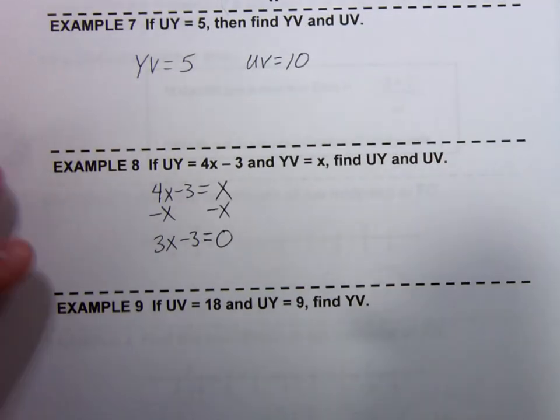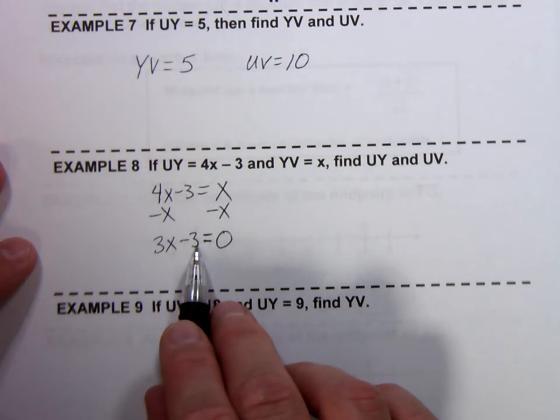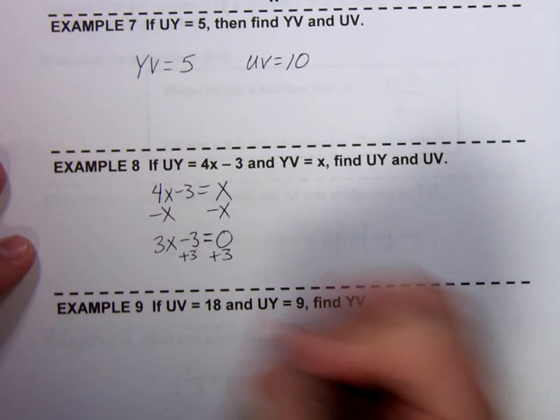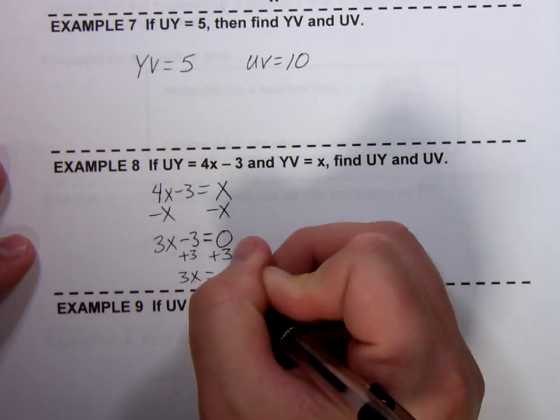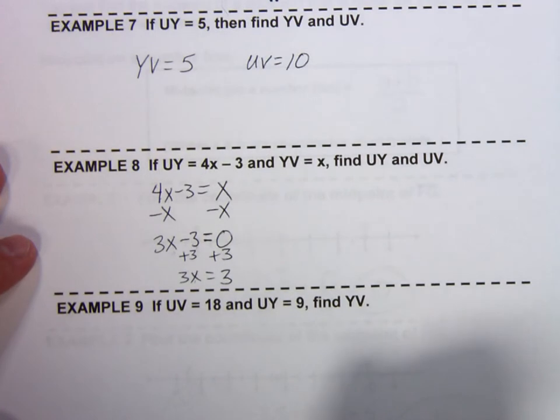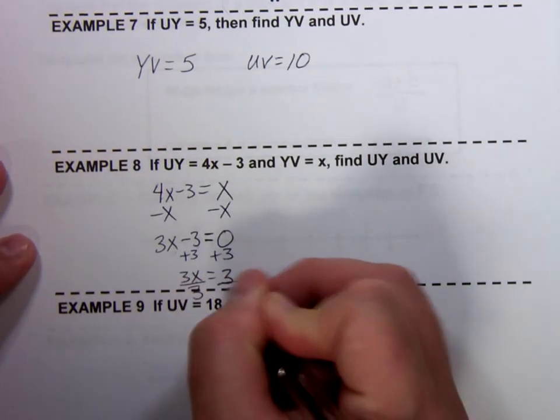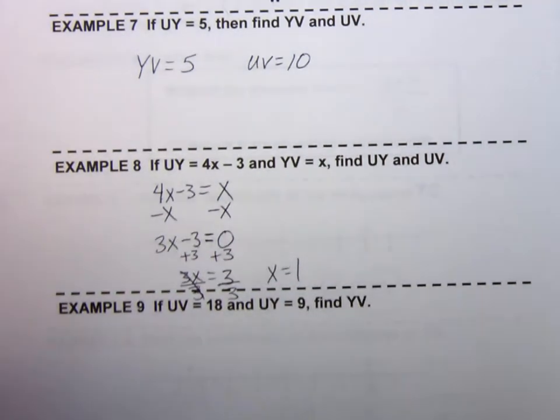Now x is on one side. We want to get it by itself. You got to get rid of the constant first. It's being subtracted. To get rid of it, we do the opposite operation. So we still got 3x. Over here, 0 plus 3 is 3. And then we want to get rid of this 3. x is being multiplied by 3, so we're going to divide by 3. And 3 divided by 3 is 1. Now that tells us what x is, but we're not done.